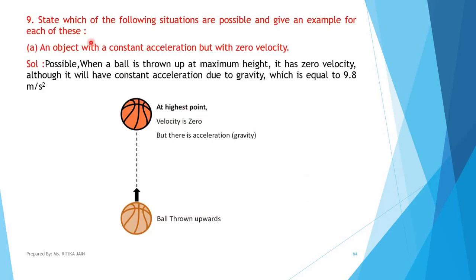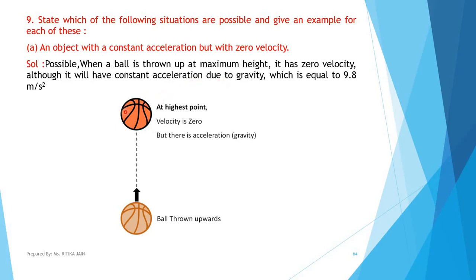Now question number 9. State which of the following situations are possible and give an example for each of these. The first situation is an object with a constant acceleration but with zero velocity. Do you think this situation is possible? It means the object is moving with constant acceleration but the velocity is 0. Yes, this is a possible case, as we have discussed in question number 7 also.